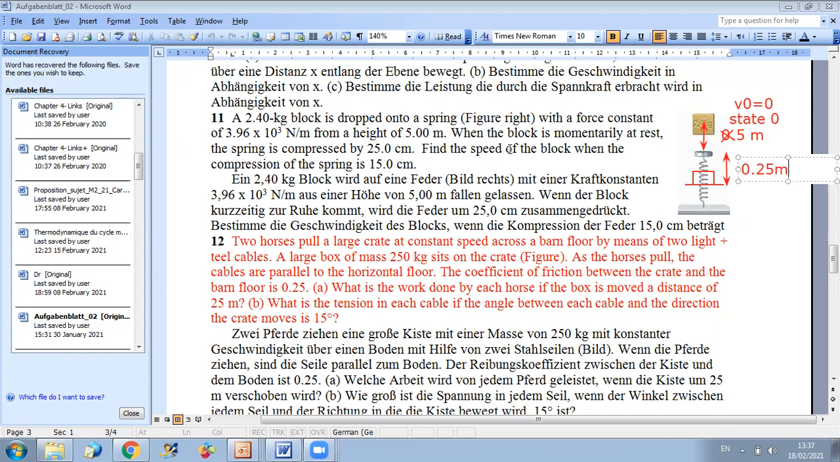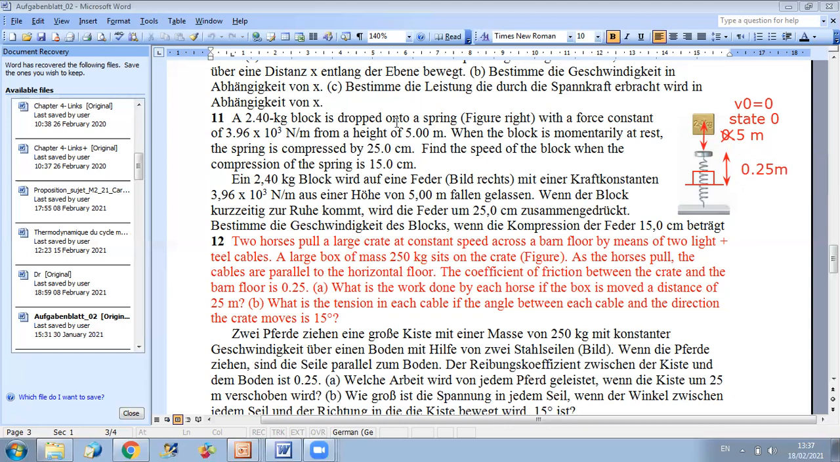Okay, so we will apply the principle of work and energy. In order to apply the principle of work and energy, we can do several things. We can apply between state 0 and state 2, or between state 1 and state 2. Both will give us an accurate result.